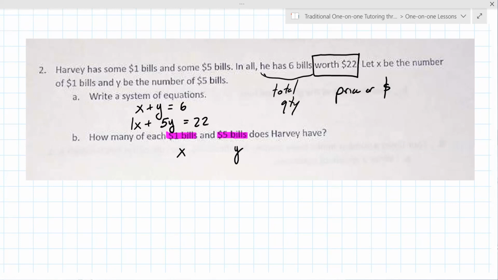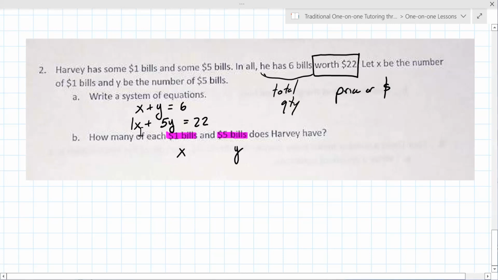So for that equation, it's the $1 bill plus the $5 bill. $1 is the face value times the number of $1 bills. x represents the number of $1 bills. And 5 is the value of the $5 bill. y is the number of $5 bills.